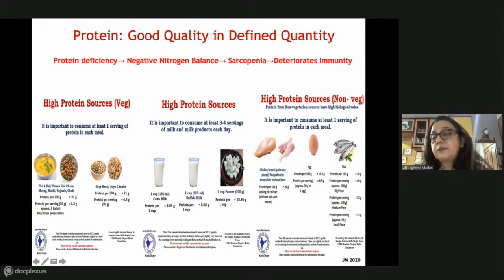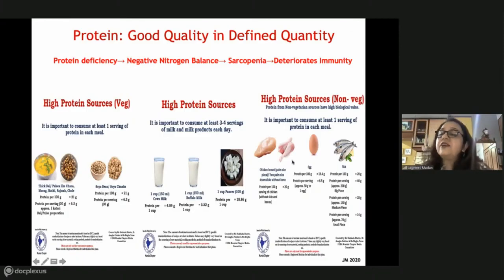Non-vegetarians have the benefit because one egg will give you 6 to 7 grams of protein. Egg white will give you about 3 grams of protein, and today we recommend 3 to 4 egg whites a day because it's pure protein, right? And it again has a remarkable effect on the management of obesity.